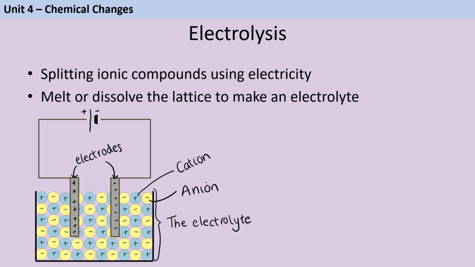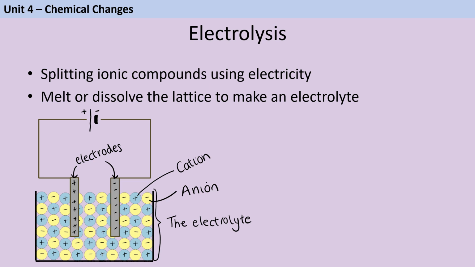Finally, in Unit 4, we have electrolysis. This is a pretty big subject, and if you're unsure, I'd recommend looking up my separate electrolysis video. Electrolysis means splitting ionic compounds, called electrolytes, into their elements using electricity, specifically DC electricity. The electrolyte must be either melted or dissolved to allow the ions to move.